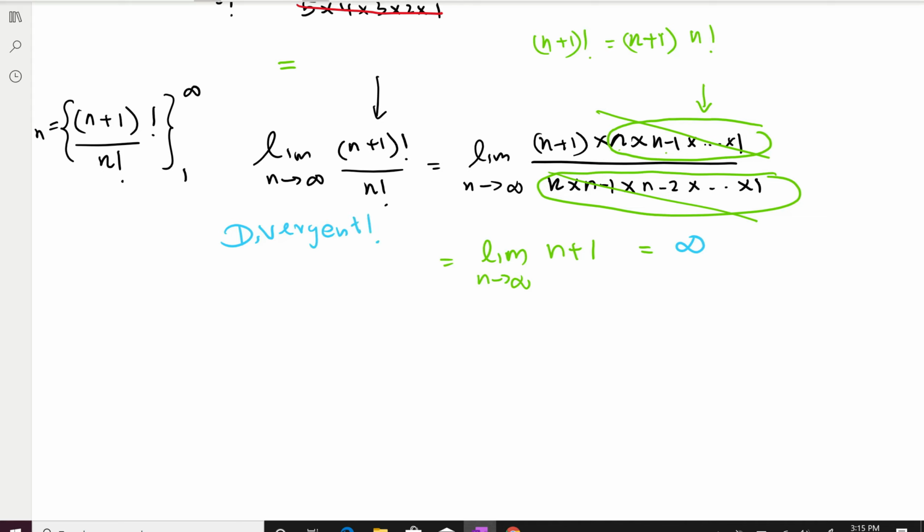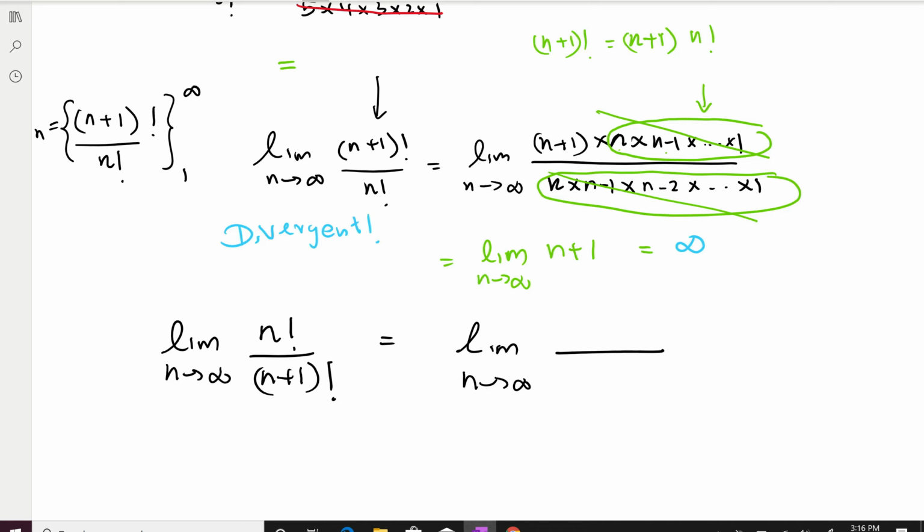Okay, here's a quick exercise. How about if you flip this sequence? Let's say you want to find the limit of the sequence n factorial over n plus 1 factorial. What do you think will happen? Again, n factorial in the numerator will cancel out with n factorial in the denominator, right? Do that simplification by yourself. Okay, so what we're left with is 1 in the numerator. In the denominator, you will be left with n plus 1, just like here, but the opposite.